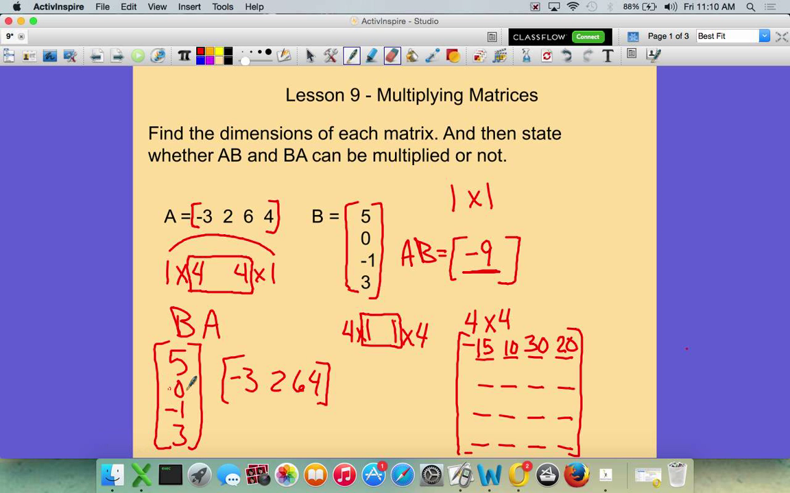So we're going to take 0 times all 4 of those, and we would get 0s for our second row here. For our next one, it'd be -1 times -3, -1 times 2, -1 times 6, -1 times 4. And then for our last row, we're going to take 3 times each one of those. So -9, 6, 18, and 12. And that's how we multiply those matrices.